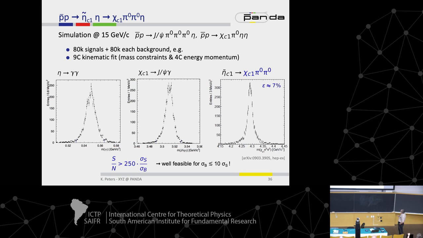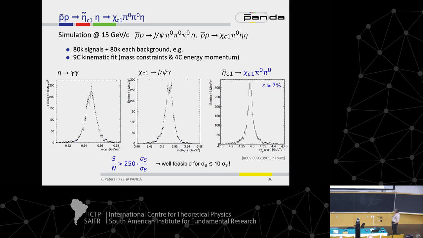The main handle here is the J/psi. The J/psi is a very unique tag of this experiment. So as soon as you have a J/psi, you never have a problem with triggering. You get almost background free. This is not the case for the D D-bar channels, but that's a different story. So, and you see here the signal over background. That means the sensitivity.